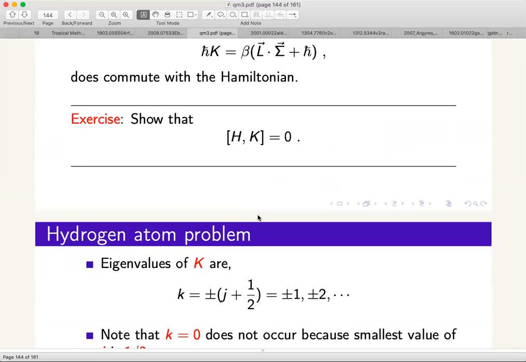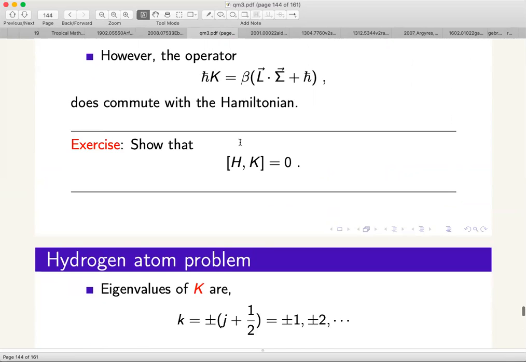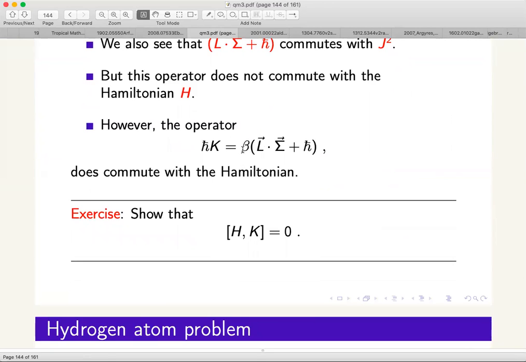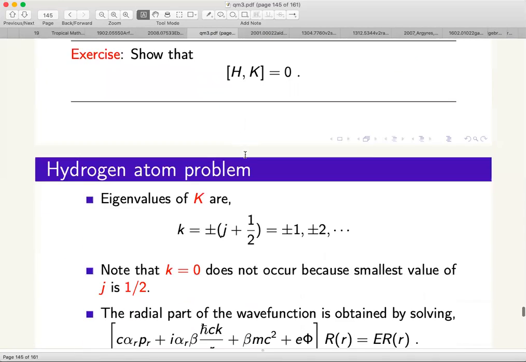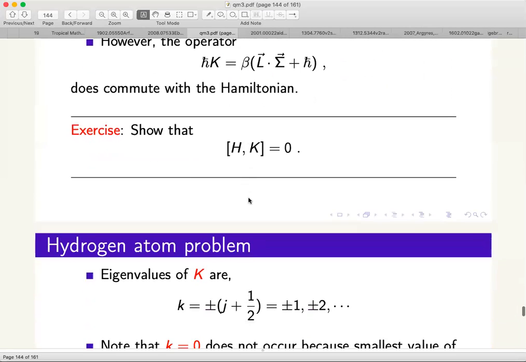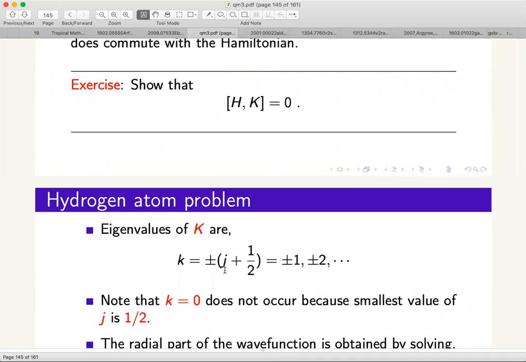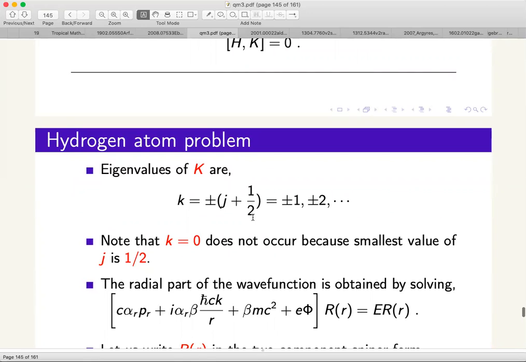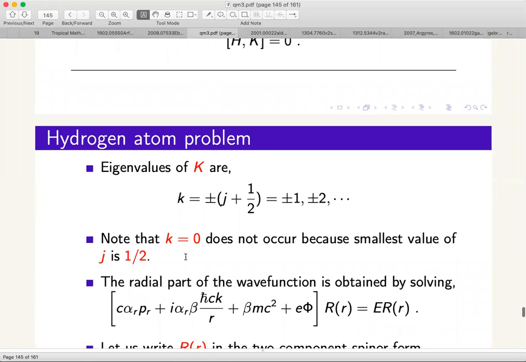Now you can check that because of this beta factor, the eigenvalues of L dot sigma plus H bar take plus minus sign, because beta has plus minus eigenvalues. Therefore they would take plus minus J plus half. This thing here is a J plus half squared piece, so it will give you plus or minus J plus half. You remember that J is already L plus S and S is half, so J is a half integral quantity, and K starts off as plus minus 1, plus minus 2 and so on. K equals 0 doesn't occur simply because the smallest value J would have is half.